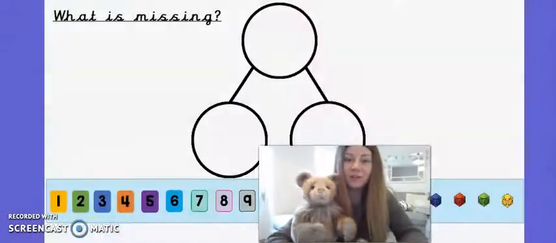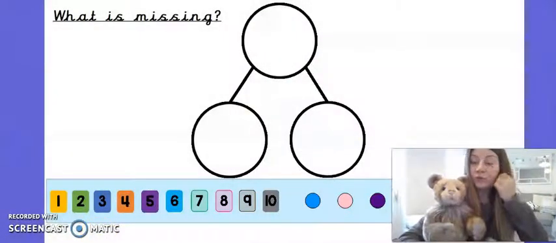Okay, now we're going to have a look at our number bonds that we've been thinking about this week. Now, we've got something new today.